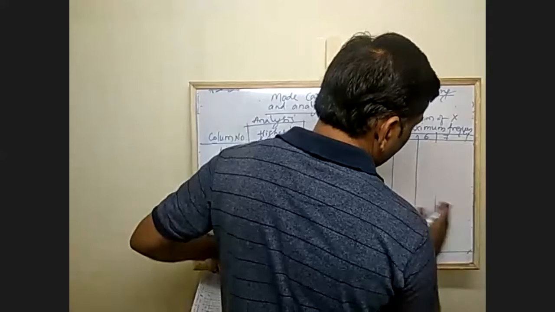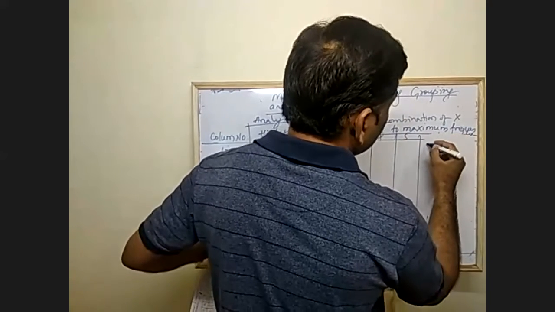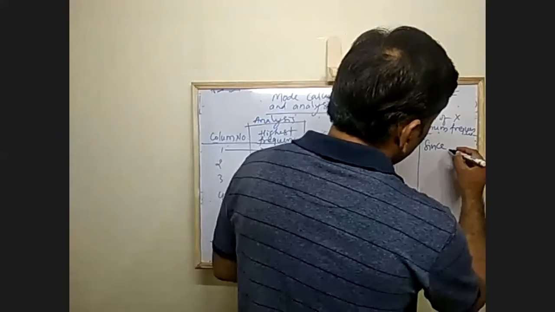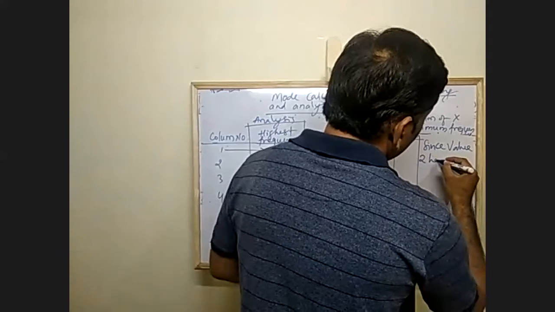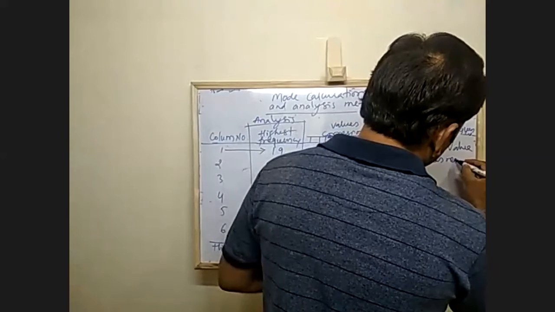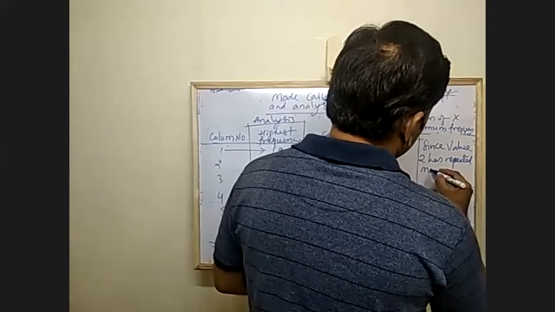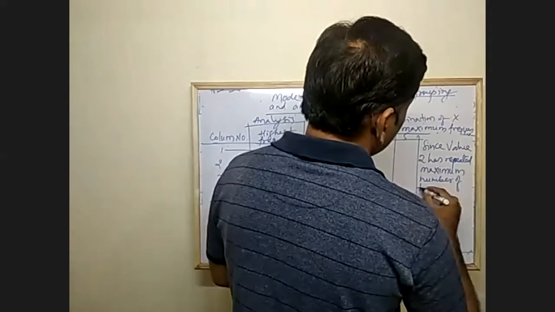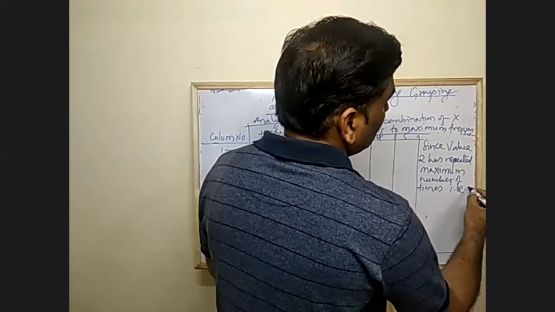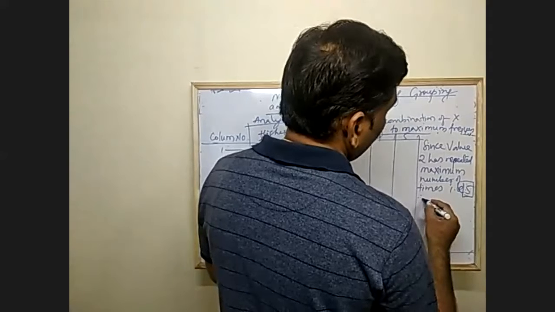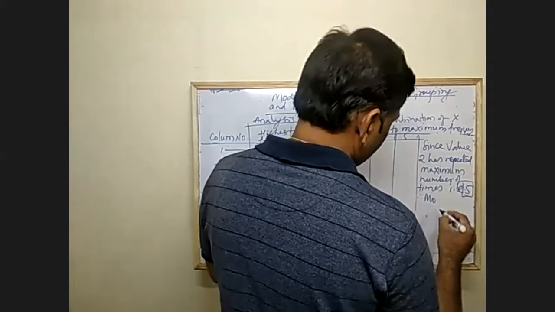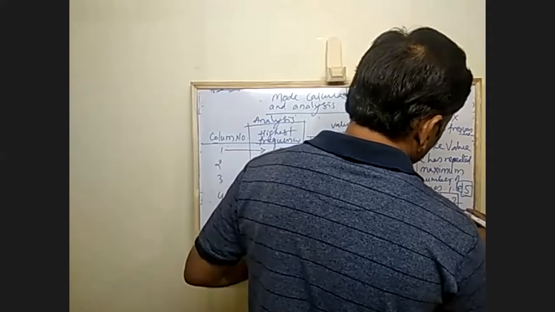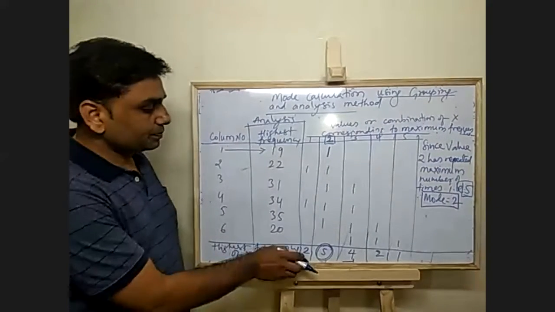Here I will write: since x value 2 has appeared or repeated the maximum number of times, that is 5, therefore mode is equal to 2.